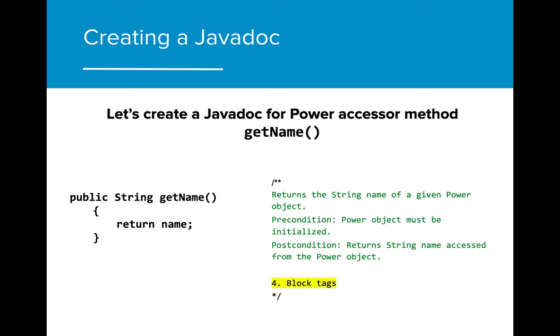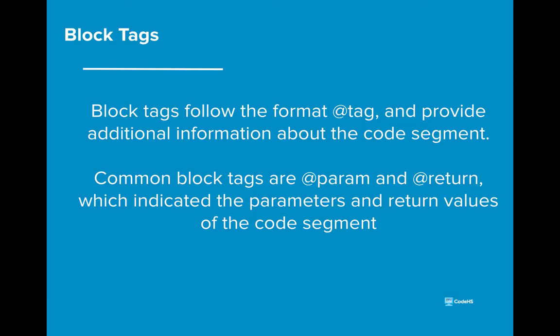The final component to the Javadoc is a block tag. Block tags provide additional information about the code segment, such as detailed information on the return values and the parameters. Block tags follow the format @tag. To add information about the return value or a parameter, we need to include the tag @param or @return. Each block tag needs to be on a separate line.